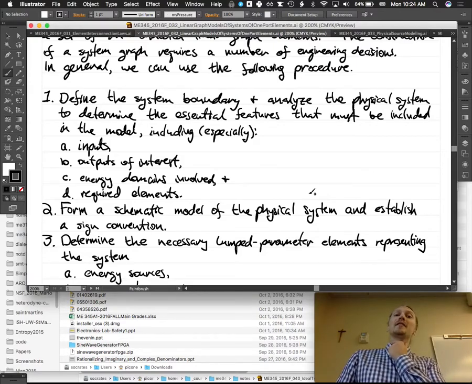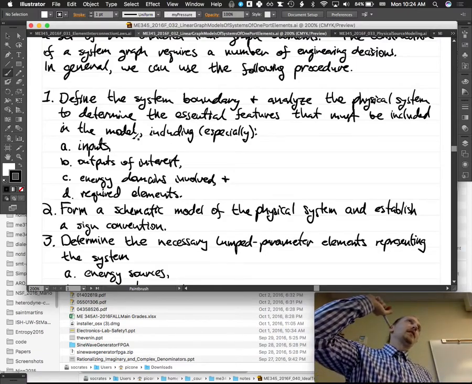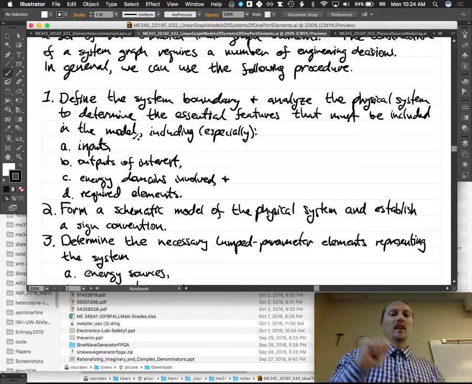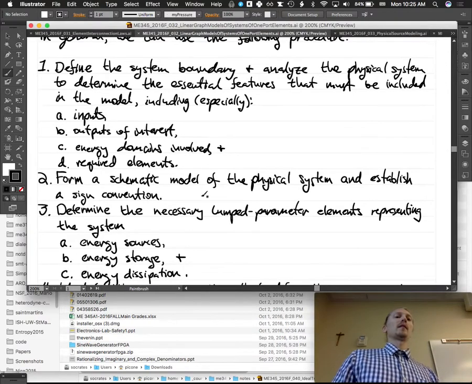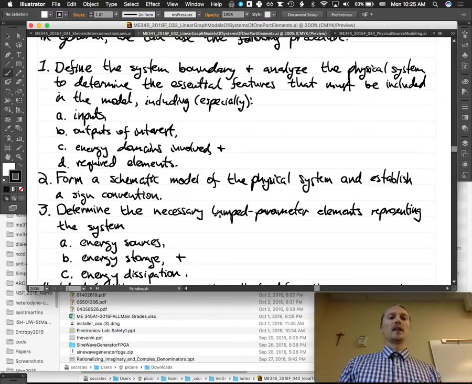All right. Define the system boundary and analyze the physical system to determine the essential features that must be included in the model, including especially what are the inputs, the outputs of interest, so what are the things that we care about in the system, what energy domains are involved, so is it a mechanical system, is it an electronic system, are there both? Later on we'll learn how to incorporate other types of energy domains as well. And required elements, so that's going to be sort of the definition of the system. Inputs, outputs, energy domains, and required elements.